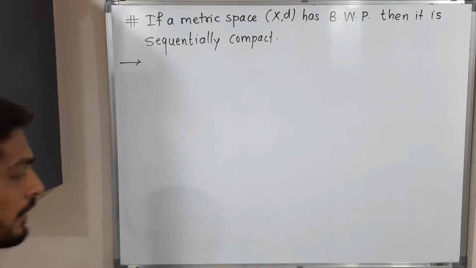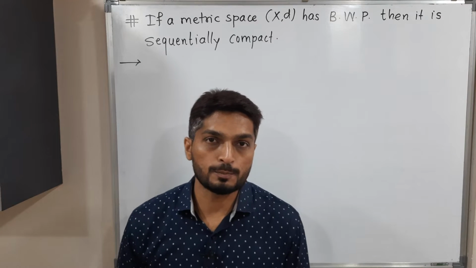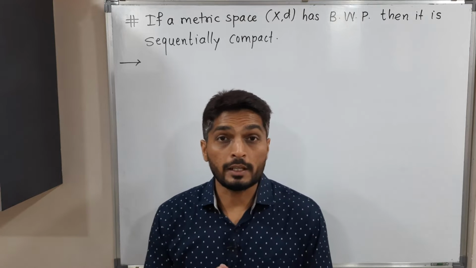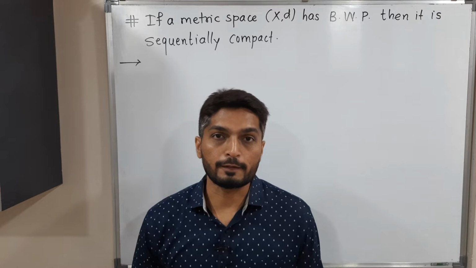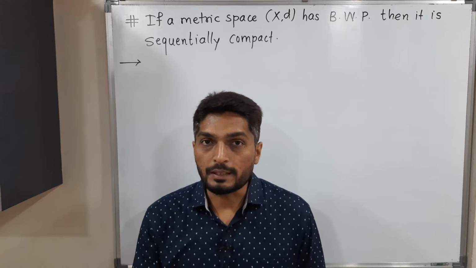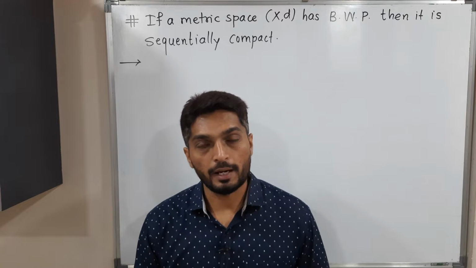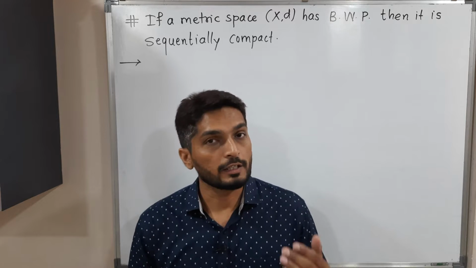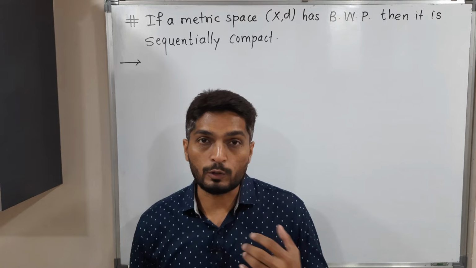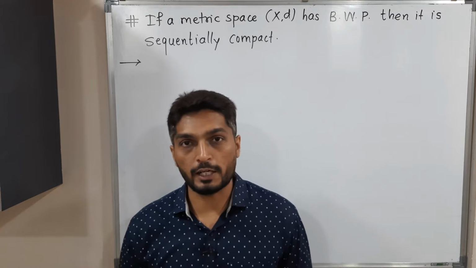Hi everyone. In this video we are going to discuss the proof of one theorem. That theorem is, if the matrix space has BWP, then it is sequentially compact. BWP means Bolzano-Weierstrass property, and the definition of a sequentially compact matrix space we have already seen in previous videos. So let us recall the definitions first and then we will start the proof.